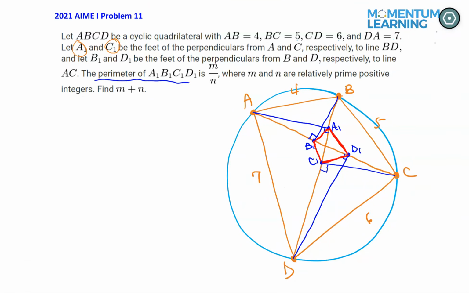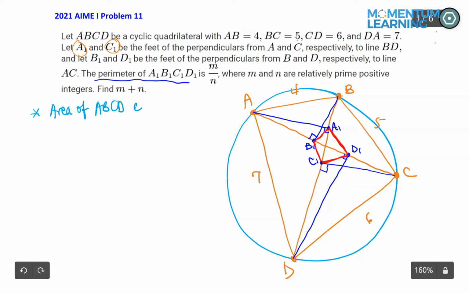What can be done? To find the perimeter, we need the side lengths A1B1, B1C1, C1D1, D1A1. Inspecting the picture, we can make a couple of observations. So let's list them. What kind of observations can we make? For instance, it's not hard to find the area of ABCD. Do you see why? The area of ABCD is easy.